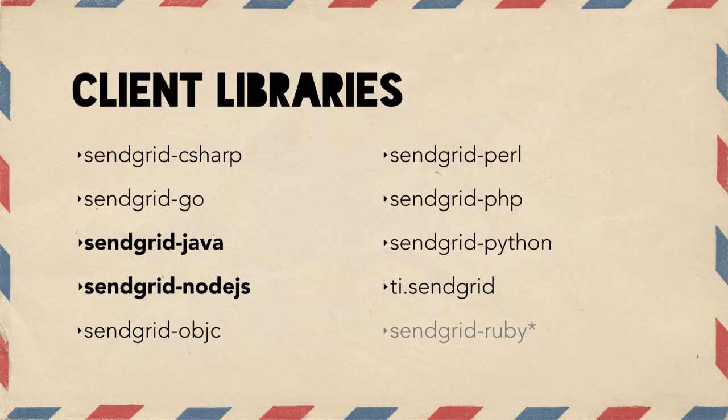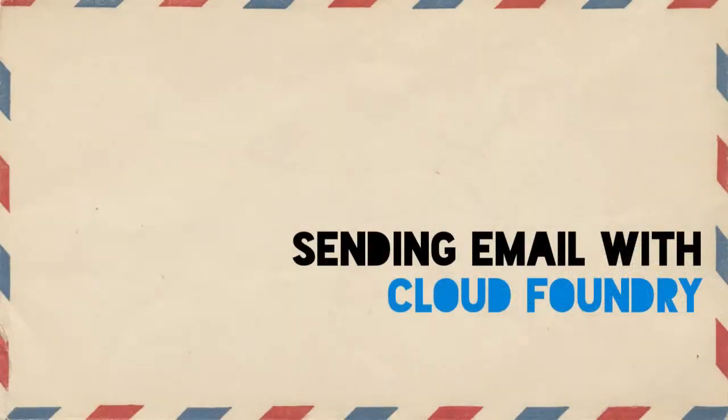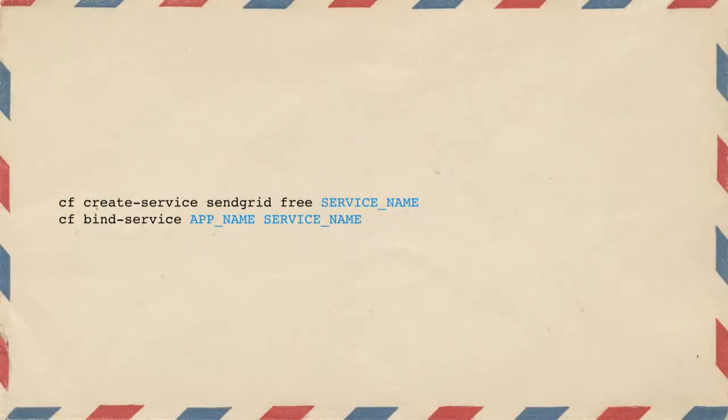We also have a whole bunch of client libraries that you can use to send email. We have them in most major languages. The bolded ones are the ones that are built into Cloud Foundry by default, and of course you can include any of these in Cloud Foundry anyways. We work really well with Cloud Foundry. We have a service through AppDirect, and what that means is with just 2 lines of code, you can get yourself a SendGrid account and get ready to send. In fact, here are the 2 lines.